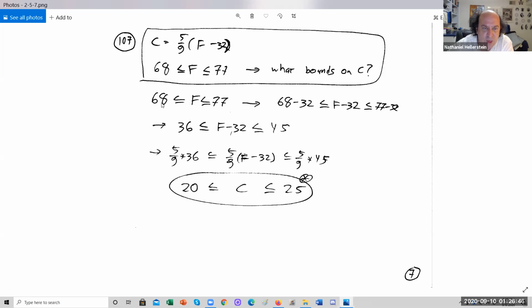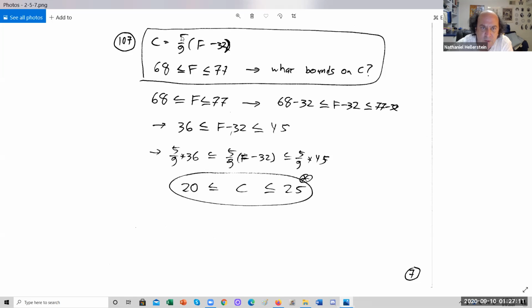Always start off with F between 68 and 77. Now we're going to build up C by taking F, subtracting 32, and multiplying by 5/9. So here, we subtract 32 throughout, from this, from this, and from this. Then this becomes 36, this becomes 45. So F minus 32 is between 36 and 45.